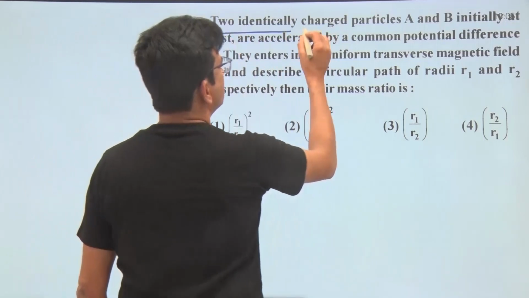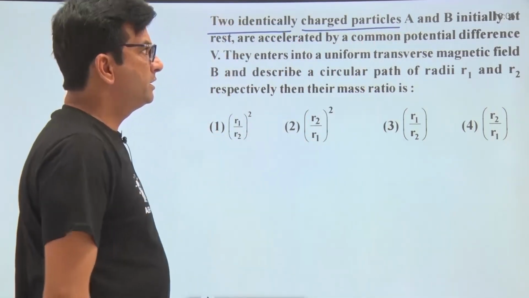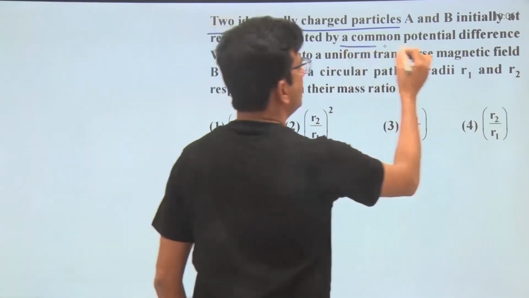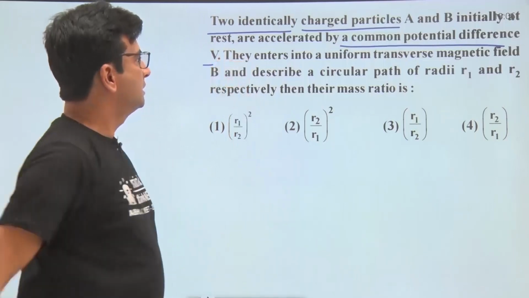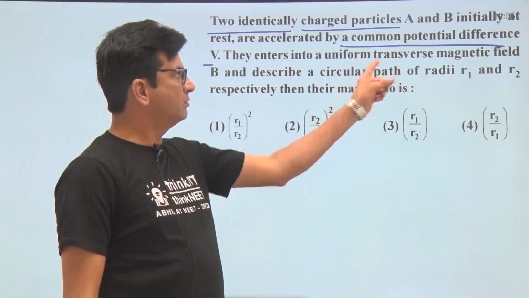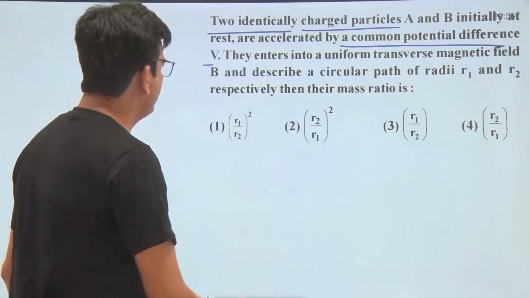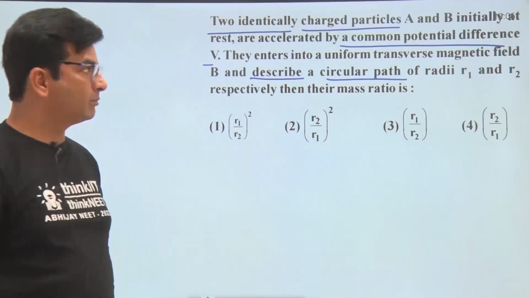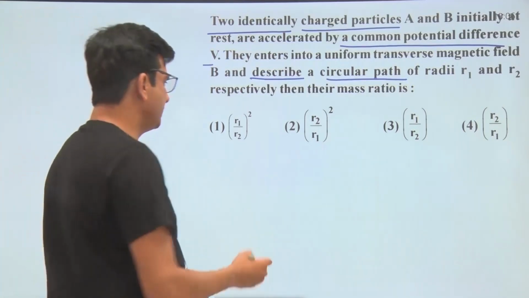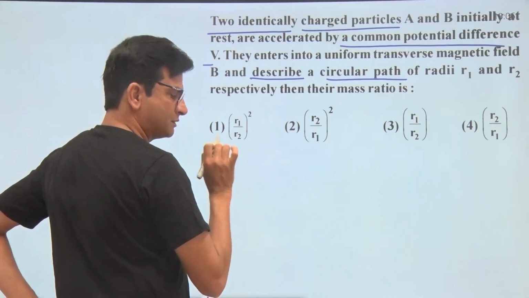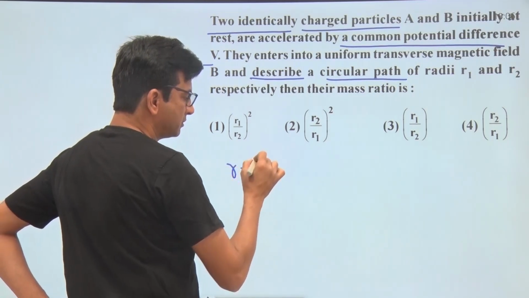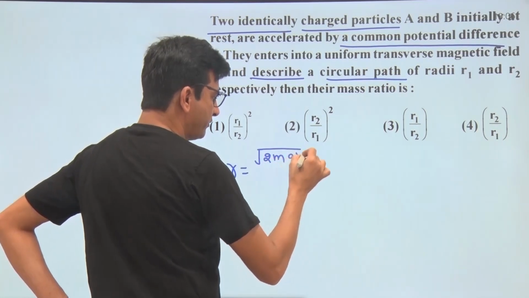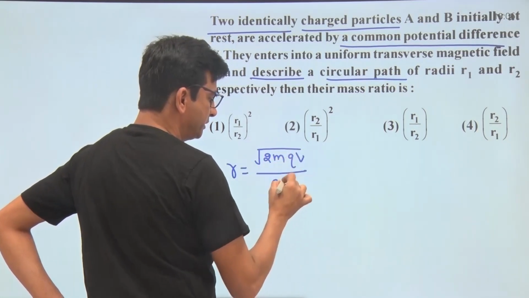Two identically charged particles A and B, initially at rest, are accelerated by a common potential difference V, then enter into a uniform transverse magnetic field B and describe a circular path of radius r1 and r2 respectively. Then their mass ratio is, as we know, when a charged particle enters a transverse field, r is equal to under root of 2mqV upon qB.